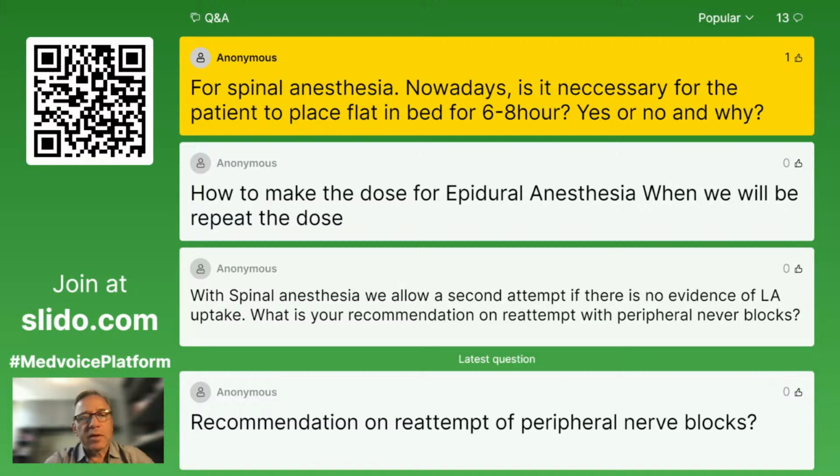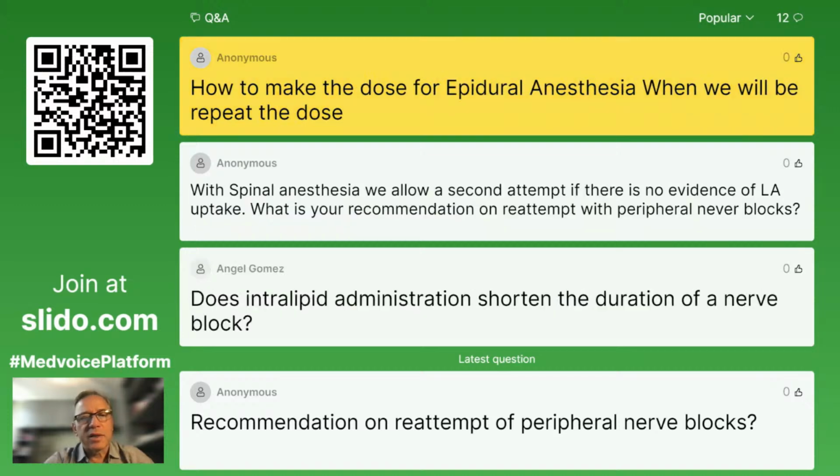Okay, how to make the dose for epidural anesthesia? When will we repeat the dose? Okay, so again, usually with epidural anesthesia, you would place the catheter, and it depends what you want to achieve. So the dose will depend on the desired height of the block that you want and which procedure you are performing.